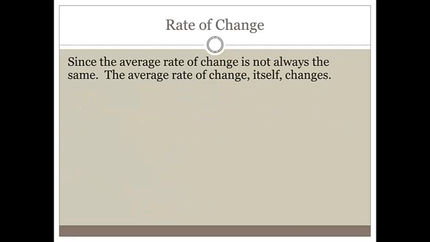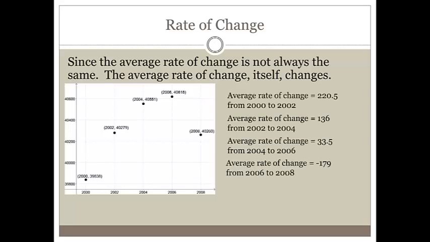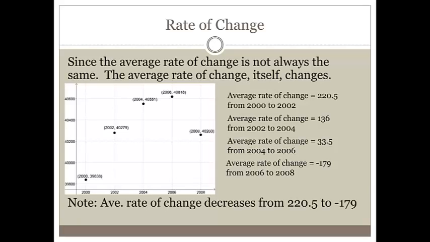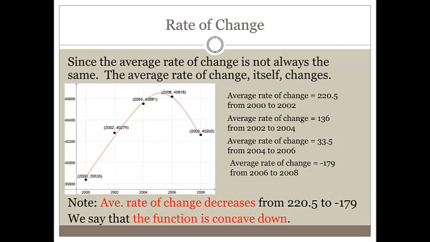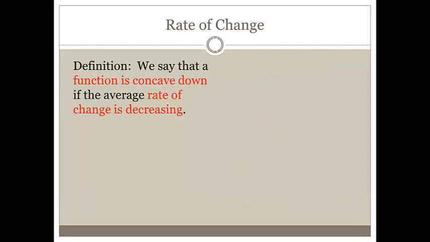Since the average rate of change is not always the same, like with slope, the average rate of change itself changes. If we look at our last example, we can see that the average rates of change are changing. Notice that the average rate of change decreases from 220.5 to negative 179. In this case, we say that the function is concave down. To define this formally, we say that a function is concave down if the average rate of change is decreasing.